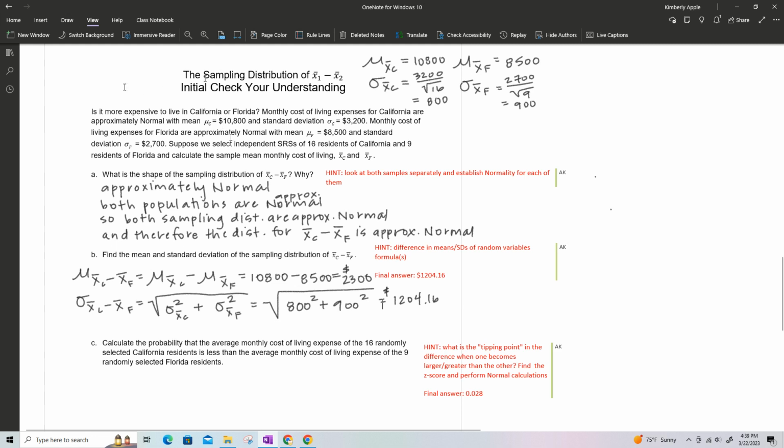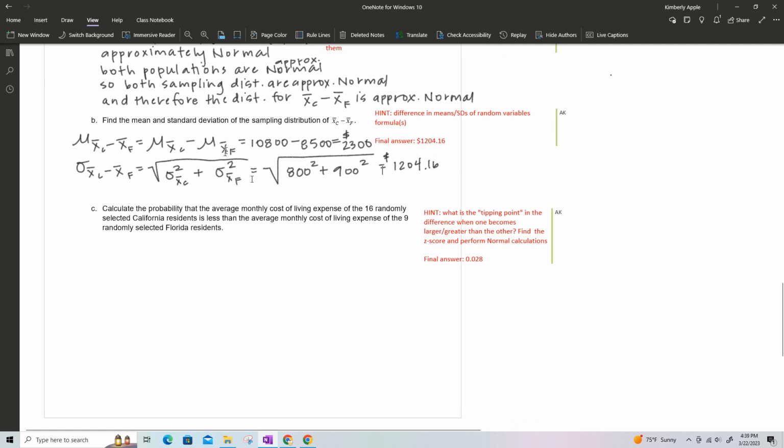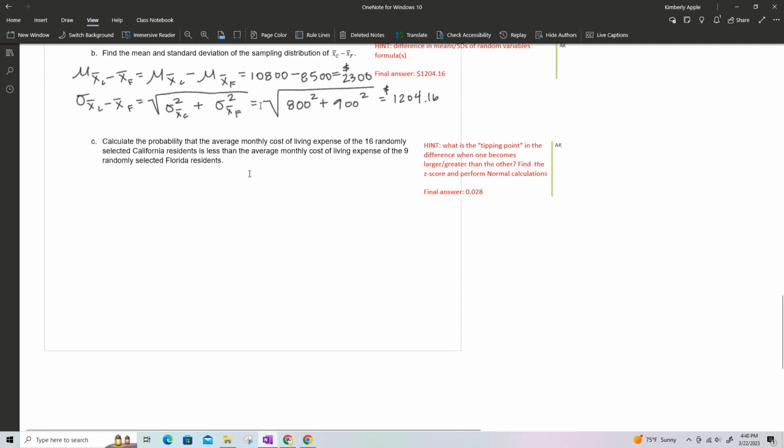And then the last thing we want to do is calculate the probability that the average monthly cost of living expenses for the randomly selected California residents is less than the average monthly cost of living expenses of the randomly selected Florida residents. So what that would look like, if we just write it out in symbols, is the sampling distribution mean for California needs to be less than that of Florida. So that we get this inequality. That's exactly what it says here. California residents is less than the cost of the Florida residents.